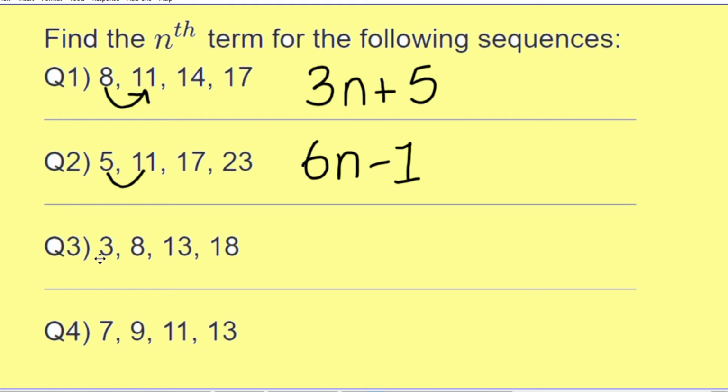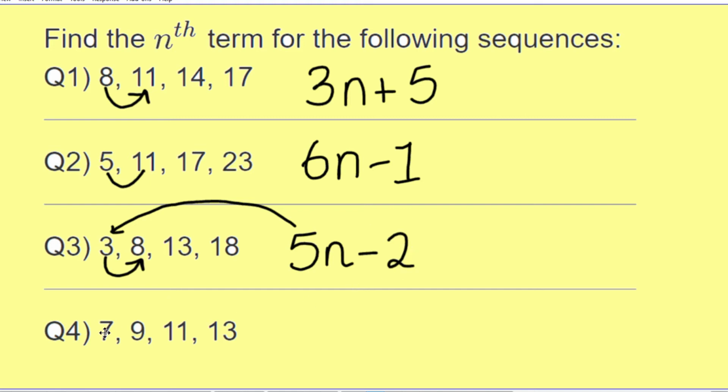The next one, from 3 to 8 is 5 again. So 5n. And then from 5 to 3, we take away 2. So it's the difference between these two that goes next to n, and then how you get from this number back to our original number goes as the second part.